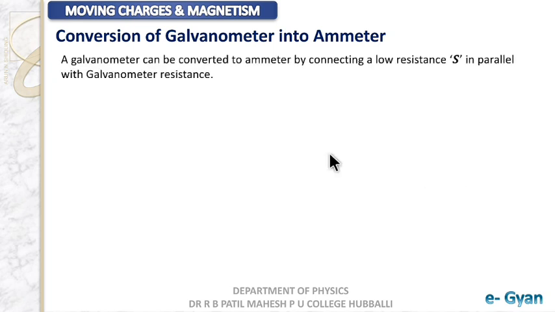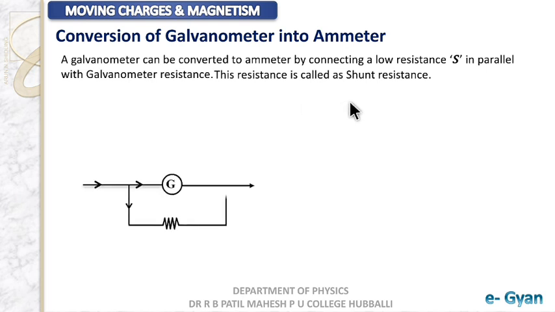A galvanometer can be converted to an ammeter by connecting a low resistance S in parallel with the galvanometer resistance, and this resistance is called shunt resistance. Here we can see the diagram for it. A galvanometer is connected with a small resistance in parallel with it.